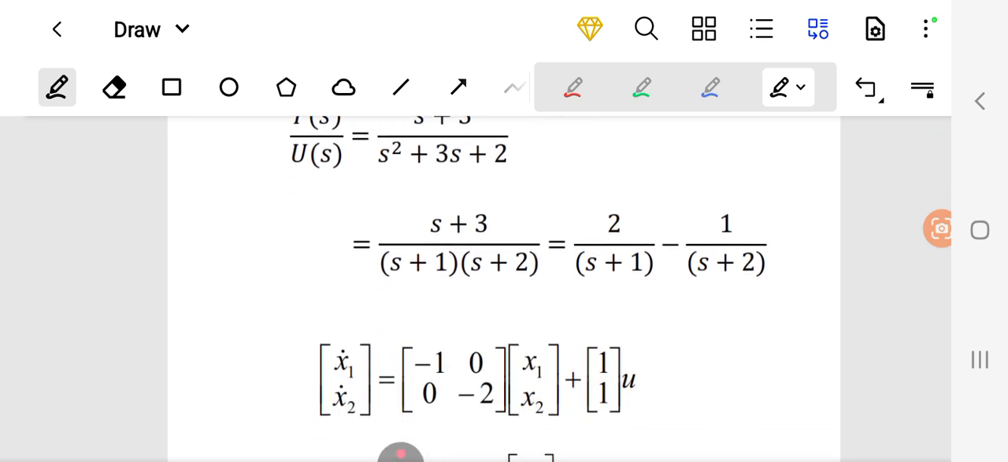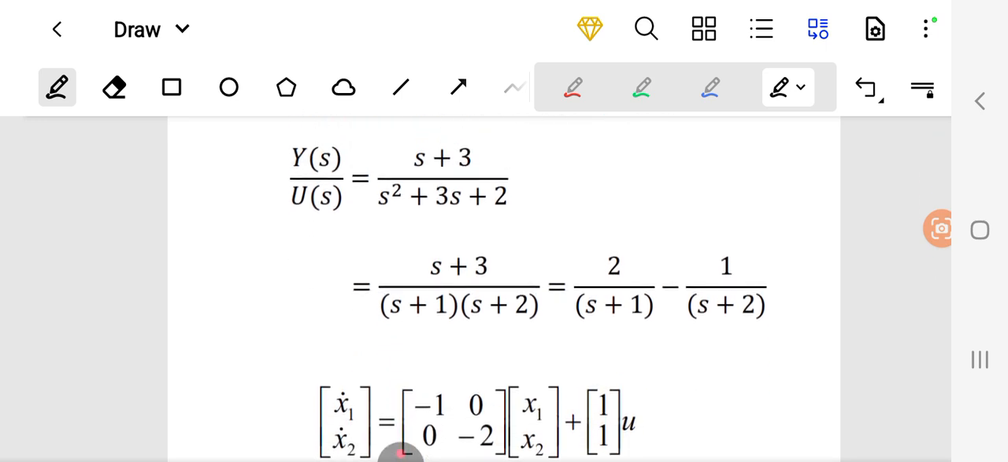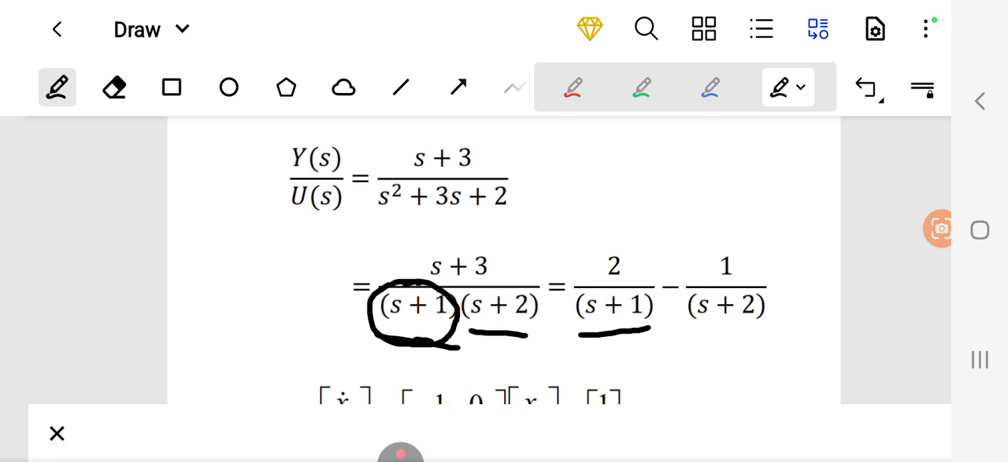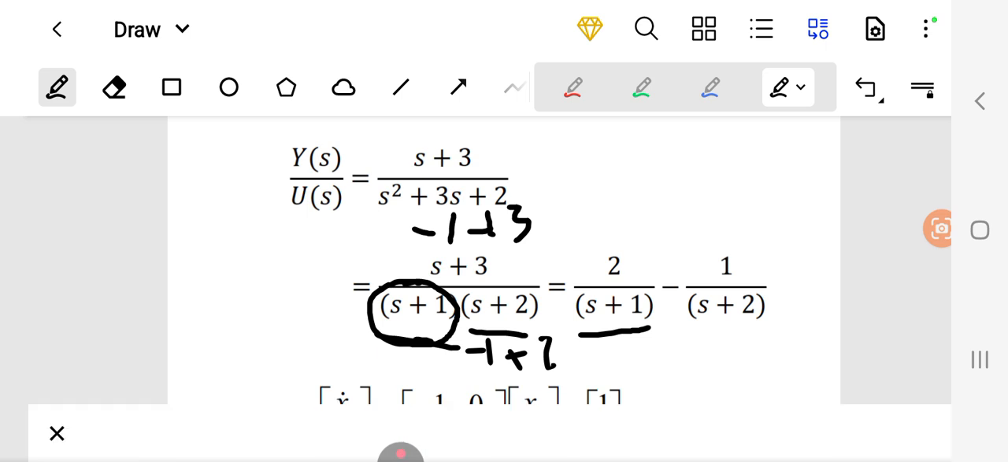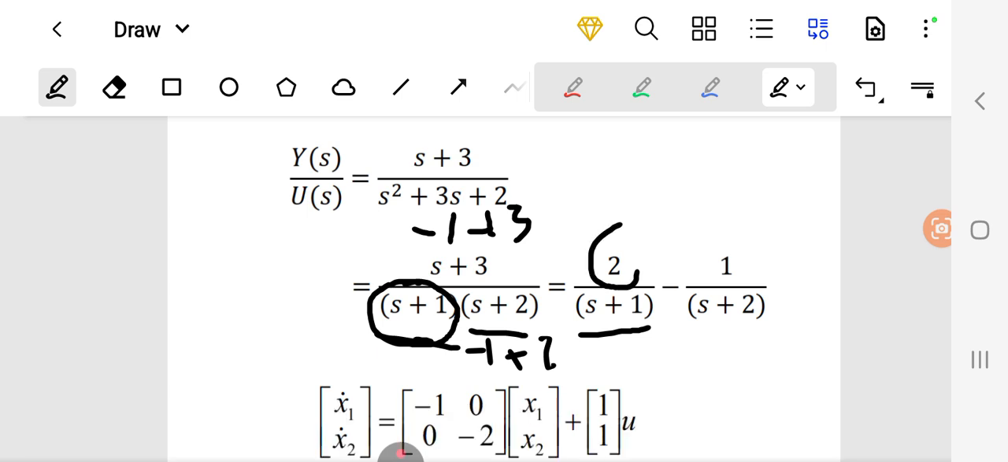Now we will see an example. S plus 3 divided by S squared plus 3S plus 2. We factorize the denominator to S plus 1 times S plus 2, and then we get the partial fractions. The first partial fraction denominator is S plus 1. We cover S plus 1 and substitute with S equals -1, -1 plus 3, divided by negative 1 plus 2. This is 2 divided by 1 equals 2.